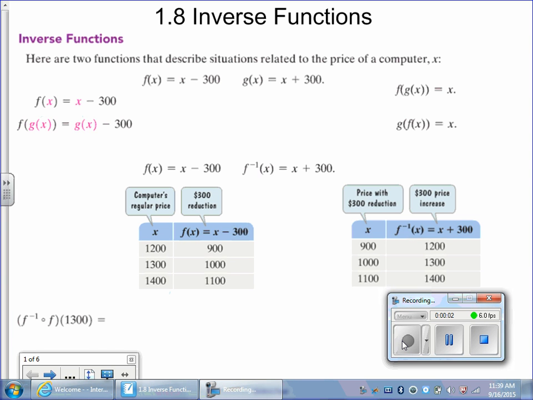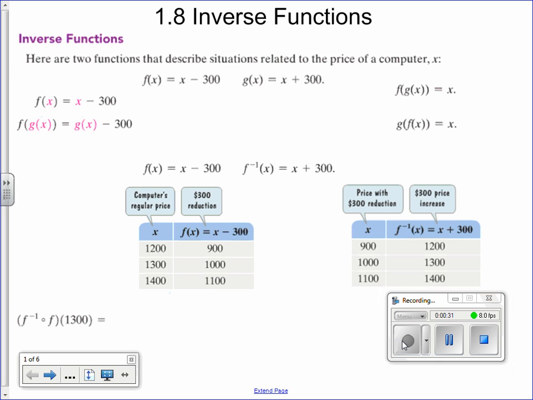This video will cover section 1.8, inverse function. So from section 1.7, we went over composite functions, right? And even though the functions are not the same as the ones we worked with before, I think you could recognize one of them, right? The one of the computer price minus 300, the one with a discount of $300.